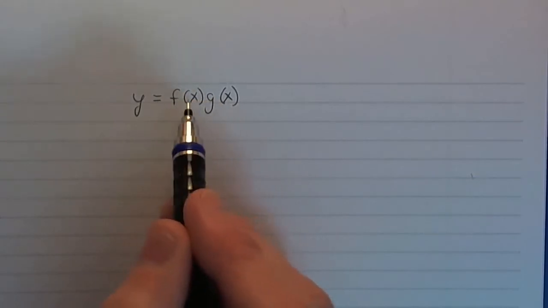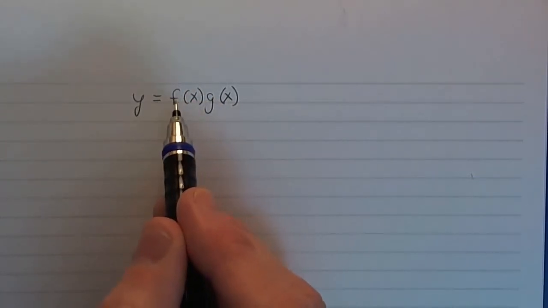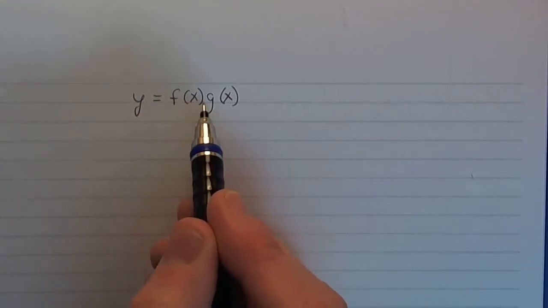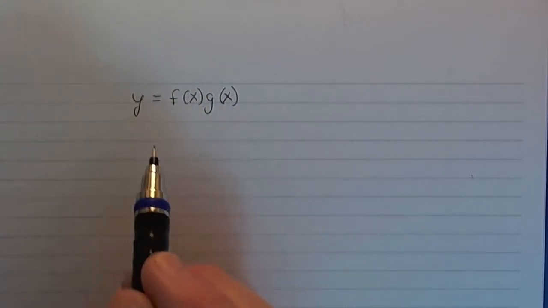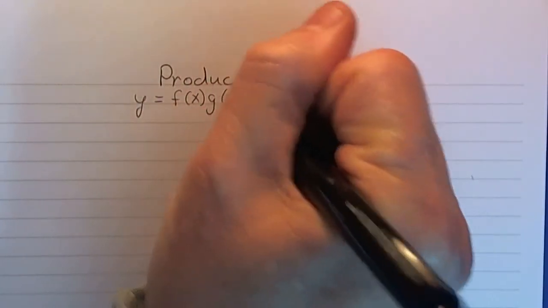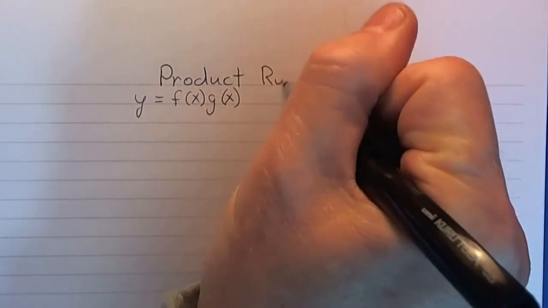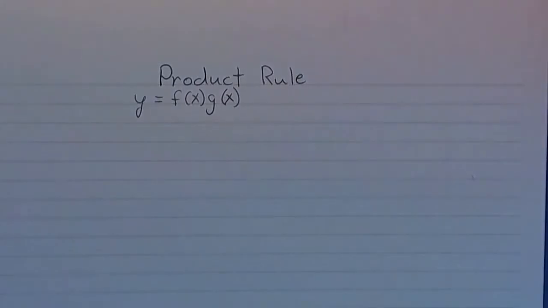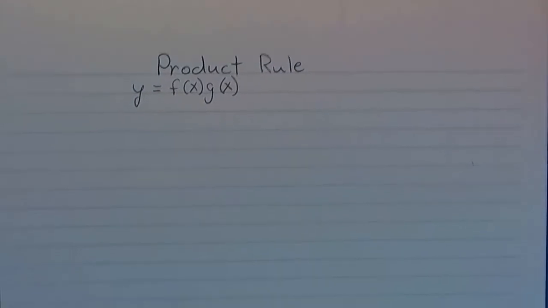In fact, it's not the case that we can just generally take the derivative of the first times the derivative of the second. Generally, that's not going to work. So what we need is a product rule. Something for dealing with a product like this. Now, let's see if we can figure something out.